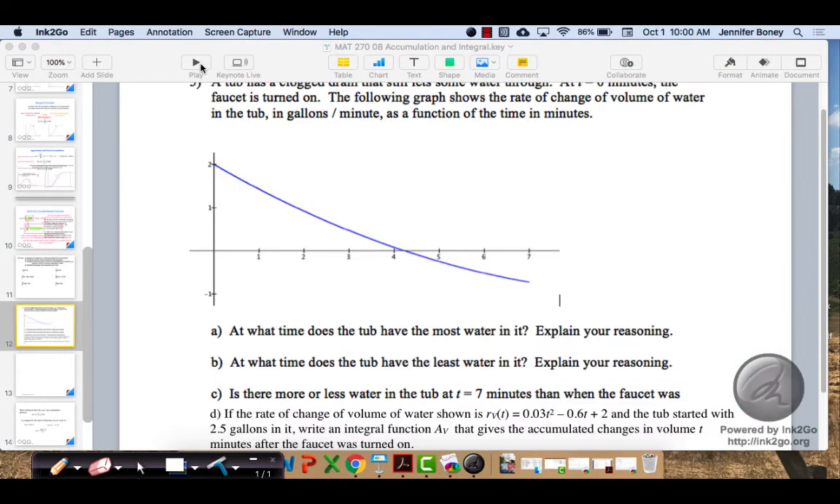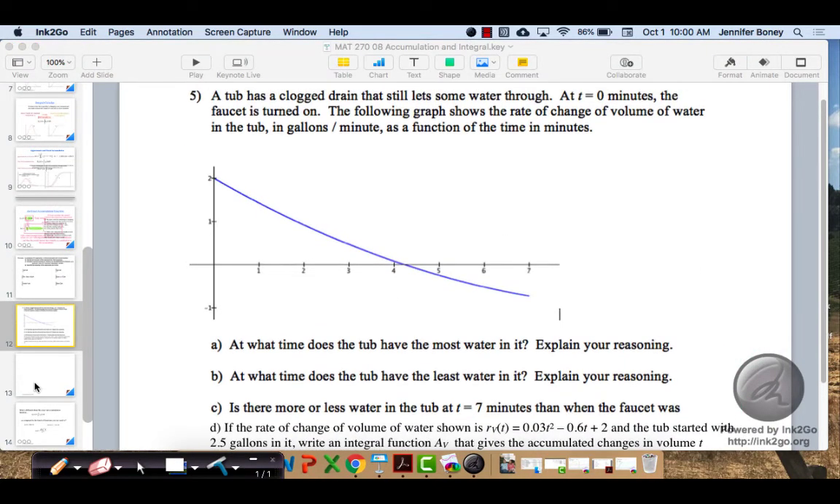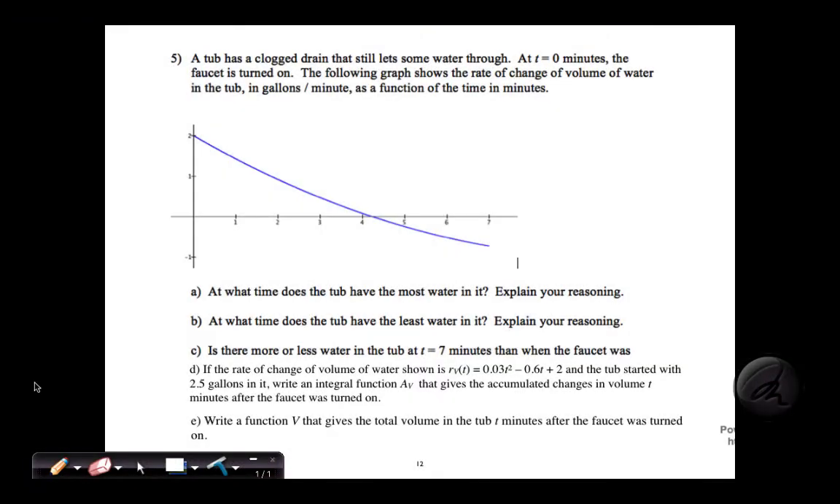All right, this one next. So we're going to do a couple of things with this, but kind of wrap up, putting all of our pieces together. Suppose that here, a tub with a clogged drain let some water through, but just maybe slowly. At time t equals 0, the faucet is turned on. And the graph shows the rate of change of the volume of the water in the tub.